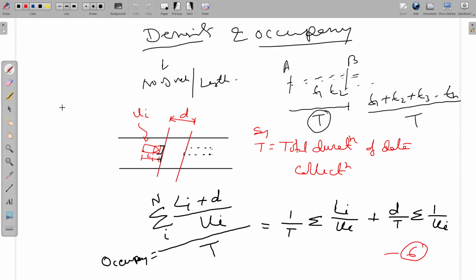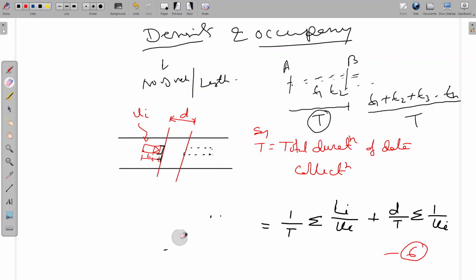Okay, so this equation is not looking good like that. So what we have written is that occupancy is equal to the summation of (Li plus D) over the speed of the vehicle, divided by the total. So this way you can go through this part and you can easily do it.